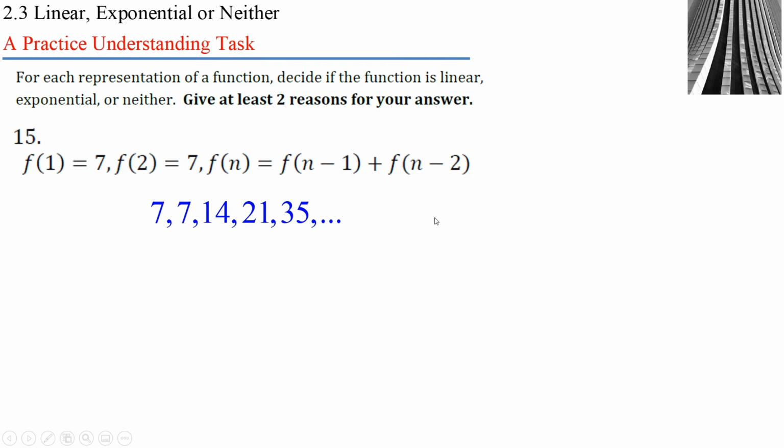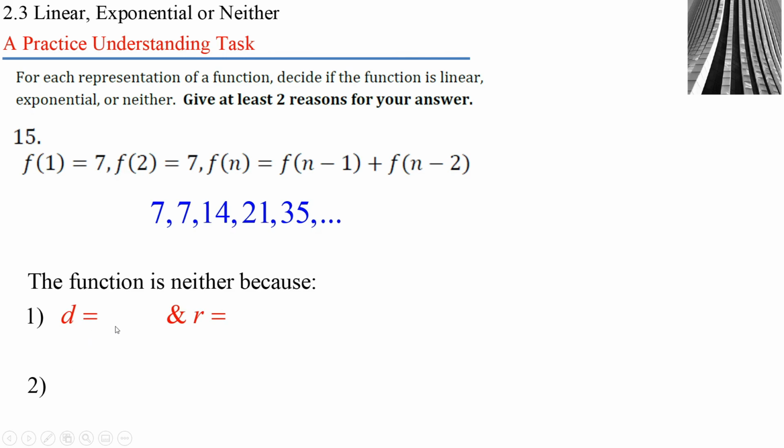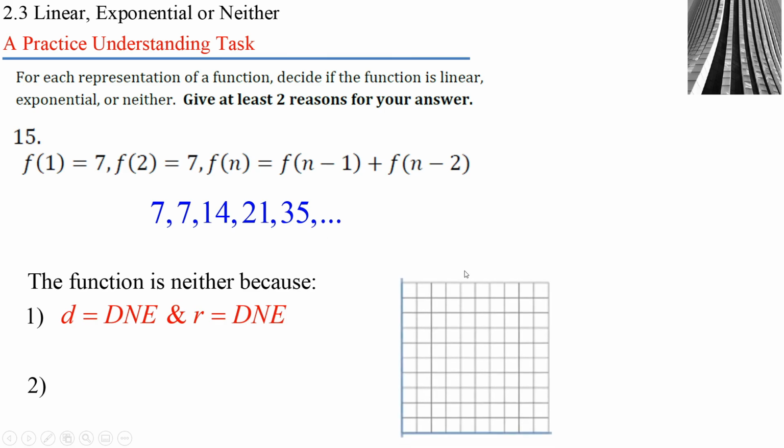Oh, that's cool. But by the way, that's not linear or exponential. Why? Because I don't see a common difference or a common ratio. The common difference does not exist, and the common ratio does not exist. All right? So how could we show that in another way? Well, excuse me, we've got this great sequence right here, and these are outputs in a graph. So let's just do a quick graph.